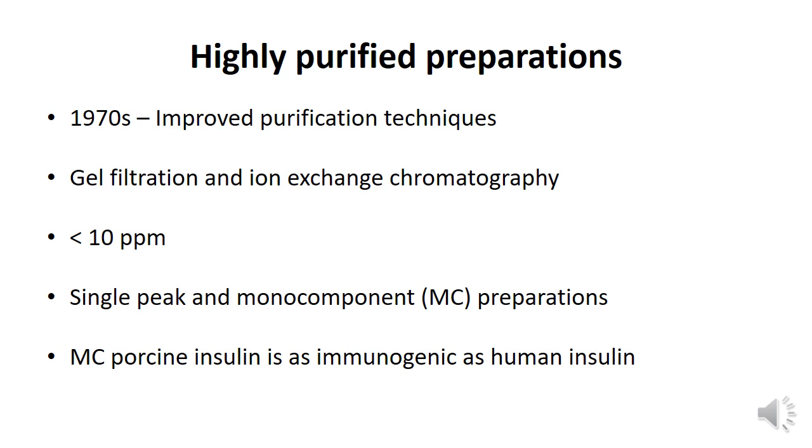Because of high amounts of impurities in the animal derived insulins, purification techniques were developed in the form of gel filtration and ion exchange chromatography, because of which the impurities were reduced to less than 10 parts per million, giving rise to highly purified preparations which were called single peak and monocomponent preparations. Monocomponent porcine insulin is as immunogenic as human insulin. That is, it is highly stable and the incidence of allergic reactions is minimal or even absent.